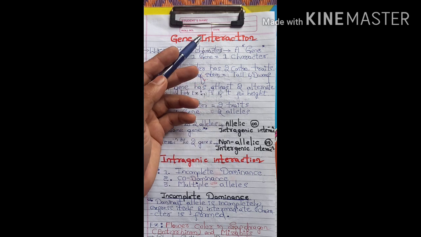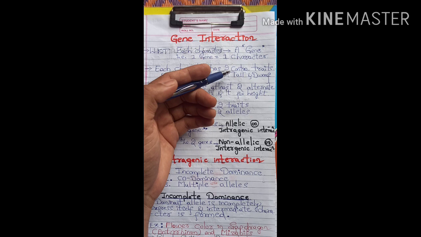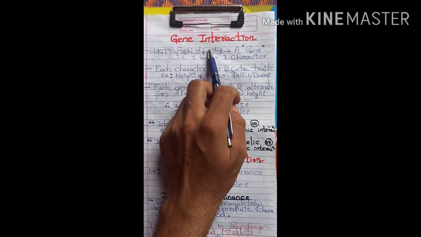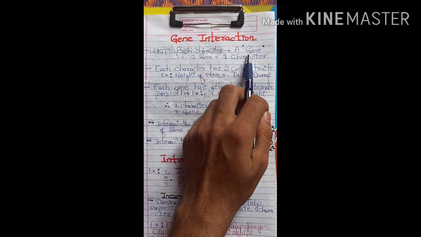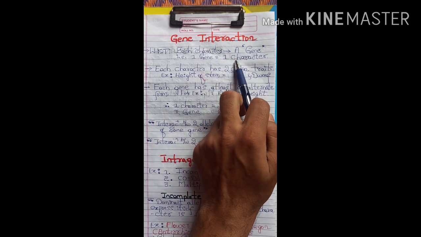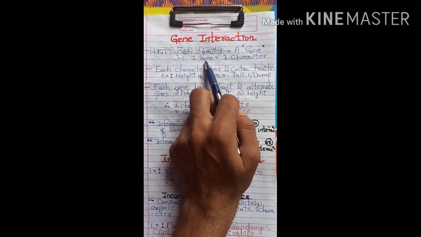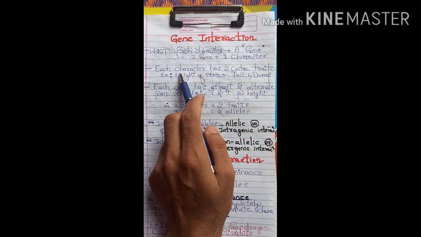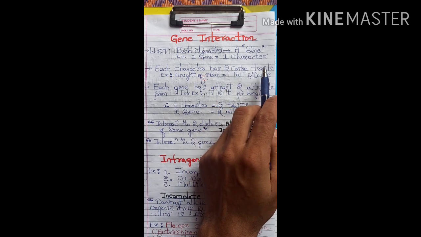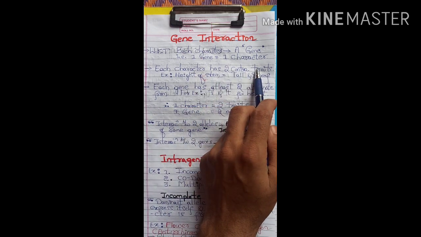First I will tell you some of the basic things regarding genetics so that you can understand this topic in a much better way. We know that each character is controlled by a gene. I have written a formula: 1 gene is equal to 1 factor. You have to remember, each character is controlled by a gene, and each character has 2 contrasting traits. This is also very important. Usually each character has 2 contrasting traits.